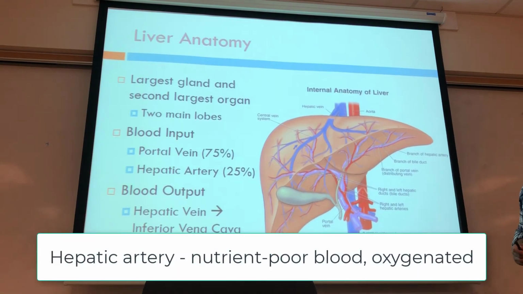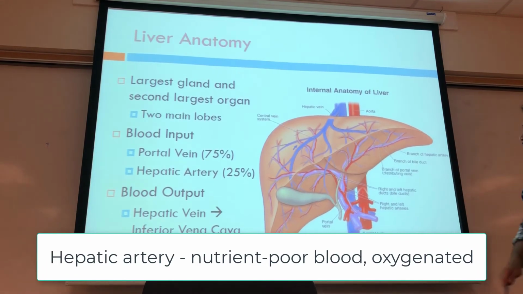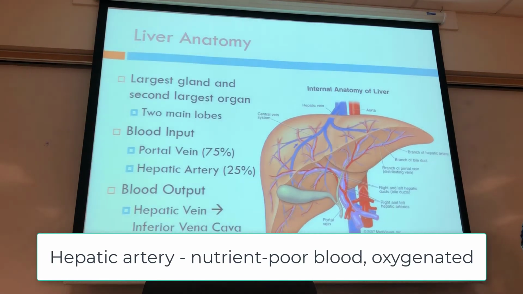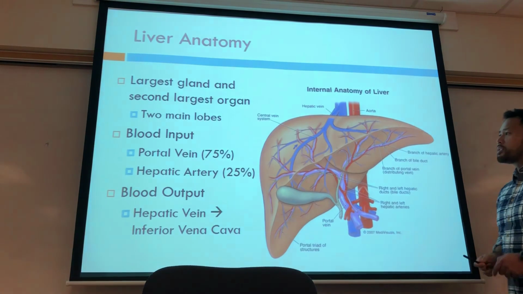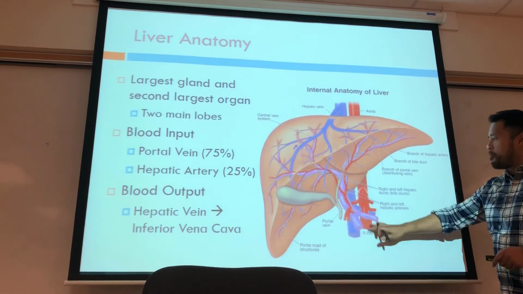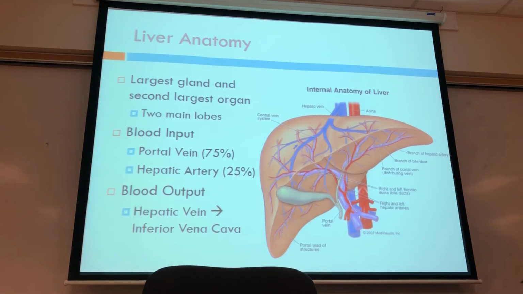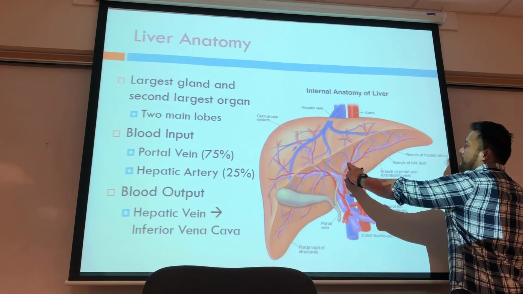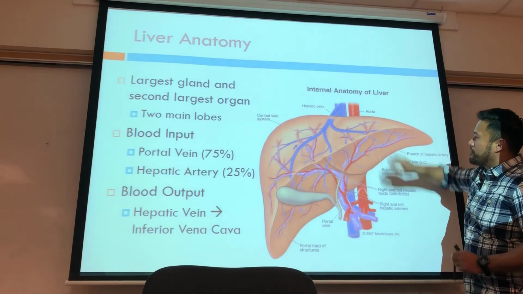Now the hepatic artery, which comes off the descending aorta, will feed in nutrient-poor, but oxygenated blood. So 75% of the blood that feeds into the liver comes in from the portal vein, the remaining 25% from the hepatic artery. These feed in, and they basically spiral together and feed right into the functional units. So we'll take a look at the functional units.